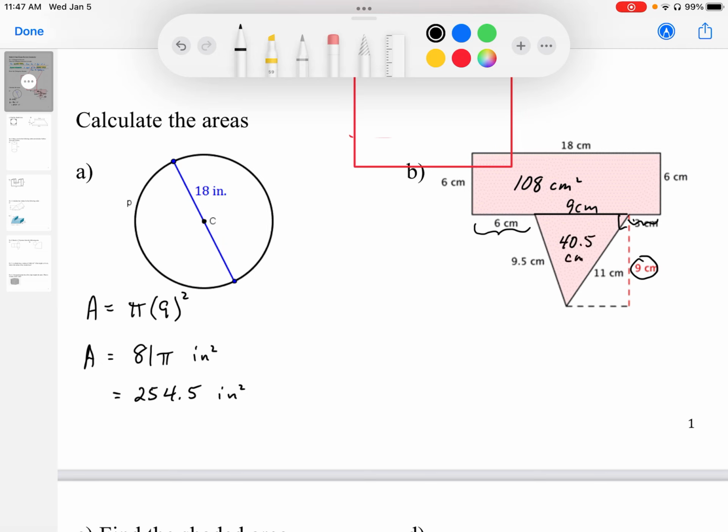40.5 centimeters squared. So the total area is going to be 108 centimeters squared plus 40.5 centimeters squared. That gives me a total area of 148.5 centimeters squared.